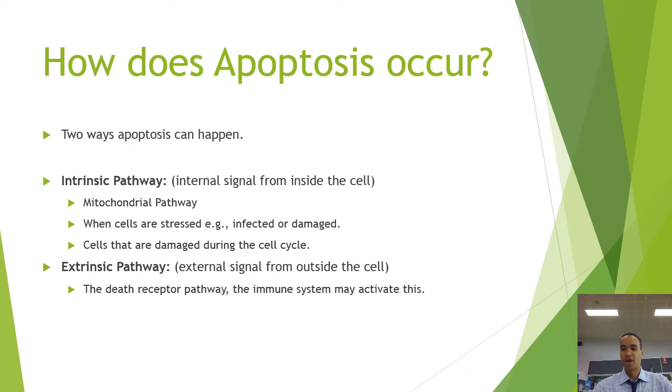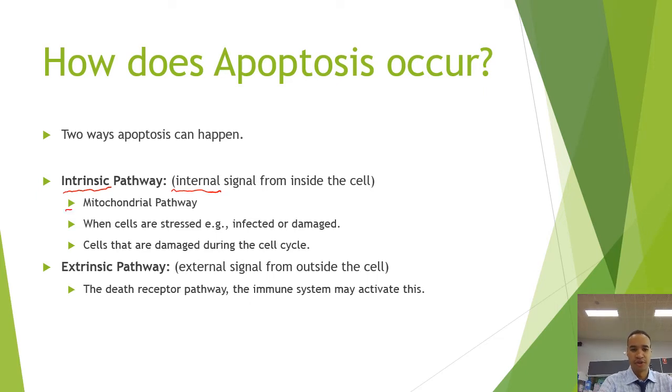Now, there are two pathways that apoptosis can take. Starting off with the intrinsic pathway, I'd like you to try and link the word intrinsic with the word internal in your mind. The intrinsic pathway is where it's an internal signal, coming from inside the cell. The cell is saying something's going on, I need to undergo apoptosis, I need to be killed or to die.